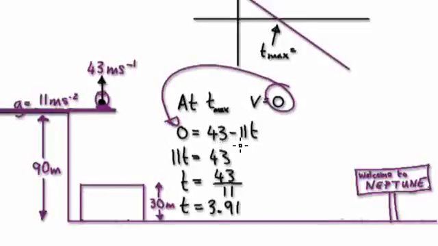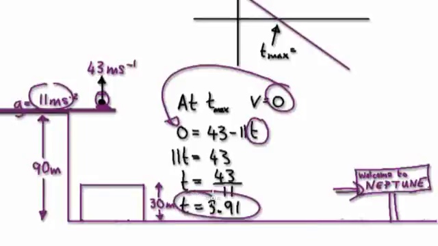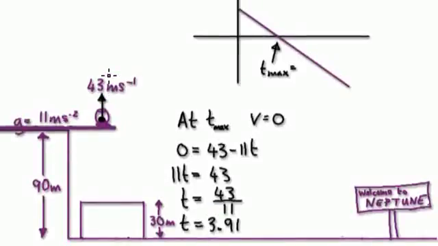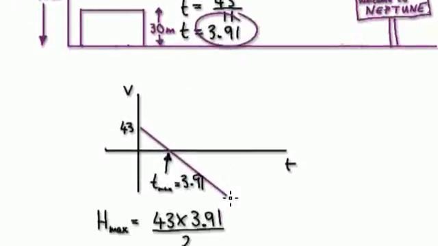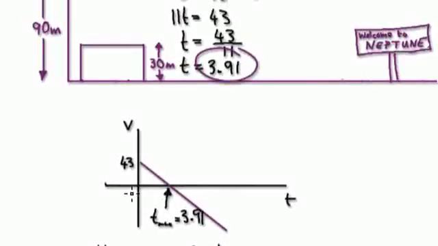So this was your equation here, and then you work backwards to find out the time. You add 11t to both sides, and then you divide both sides by 11, because 11's gravity on Neptune, remember. So this is the answer here. That's the time it takes for the cannonball to reach its maximum height. T max is given by this. So your velocity time graph now looks like this.